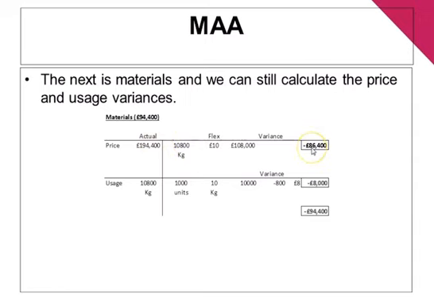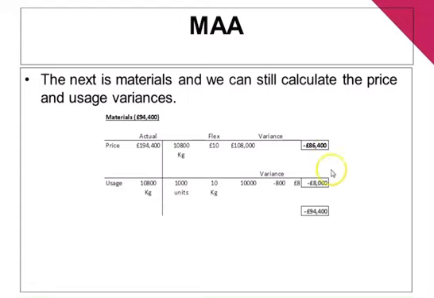There's the big loss. Then we go again into usage. So we used 10,800 versus 10,000. An adverse variance, give it a value, and we lost in what we used as well. So we spent more than we should have done.